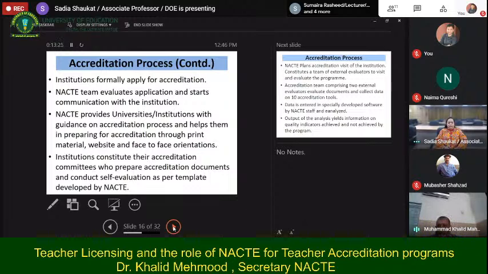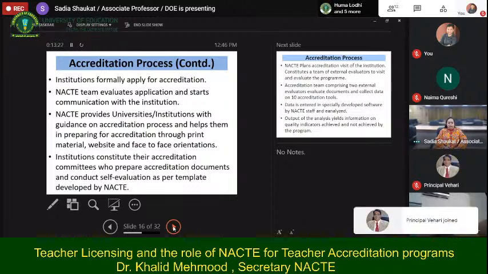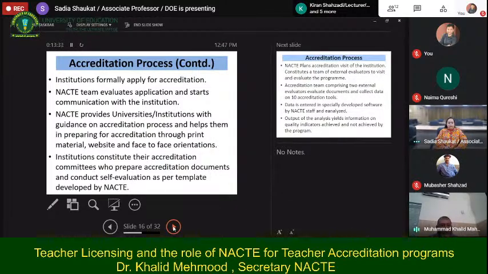We have a website, and all the procedures and applications are given on our website. Universities and institutions who want to get their program accredited go to our website, download the accreditation application. All the fee details are also there. Submit the fee in the NACTE account and apply for accreditation of their program.